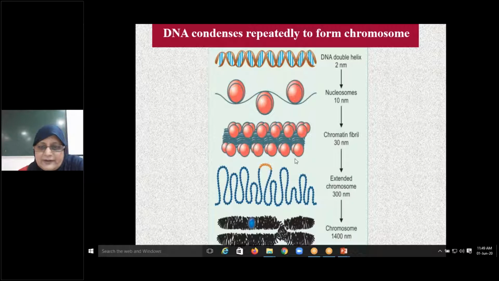Now these chromatin fibrils in turn undergo more condensation to form extended chromosomes. These extended chromosomes later on ultimately become the chromosomes, which you can see. This chromosome is 1400 nanometers in diameter.